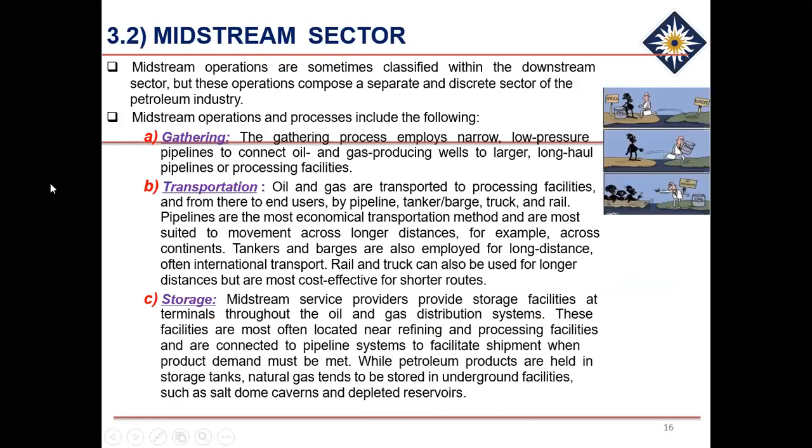In the midstream section, we said that they gather, they refine, and then transportation is usually the downstream one. But in the midstream section, basically we look for refinery processes, and refinery and storage. We just do the refining and storage process in the midstream section.